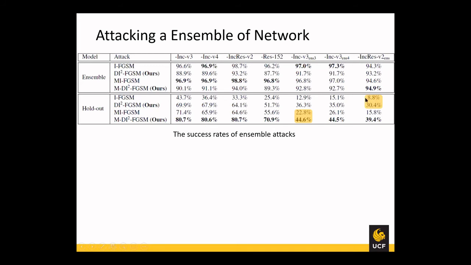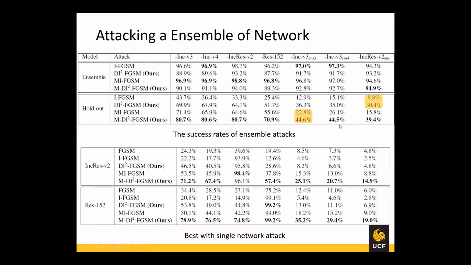And one more example, you can see that the success rate of DI square FGSM is almost 4 times that of IFGSM, which is actually really good. Just to give you a perspective, with a single network attack, we were reaching a best percentage of only 19%. Right over here, we reached a best percentage of 39.4%, which is a little bit more than twice as much as we were getting with the single network attack. So it is actually really good.